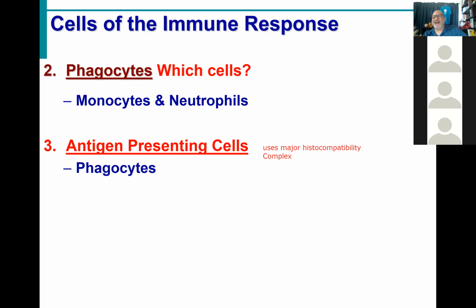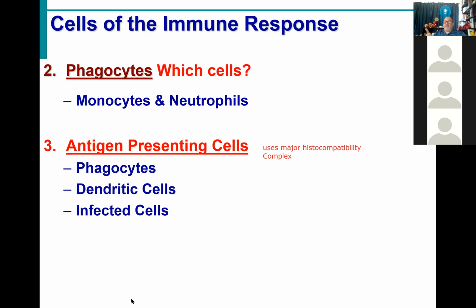Obviously, as we talked about, phagocytes are antigen-presenting cells, but there are others. Dendritic cells. I think we talked about these last time, but remind me again, where do we find dendritic cells? Skin, excellent. Infected cells, right? Infected cells have major histocompatibility complexes, but they are expressing viral proteins from inside of them, different proteins, because remember, the virus hijacks the protein process system.